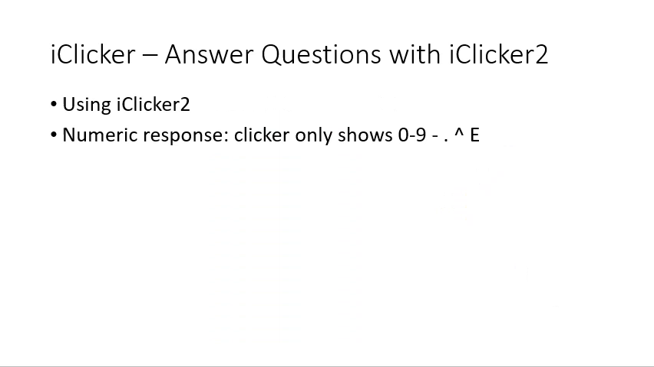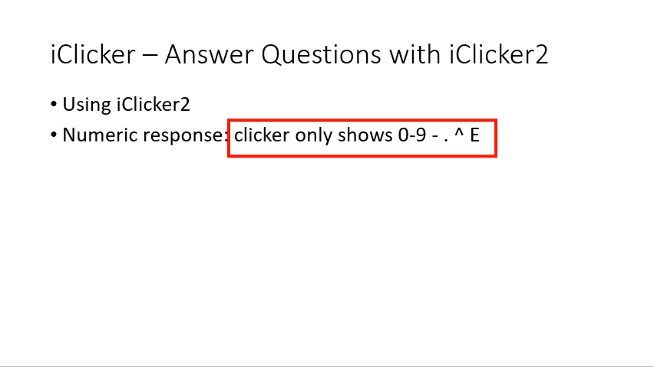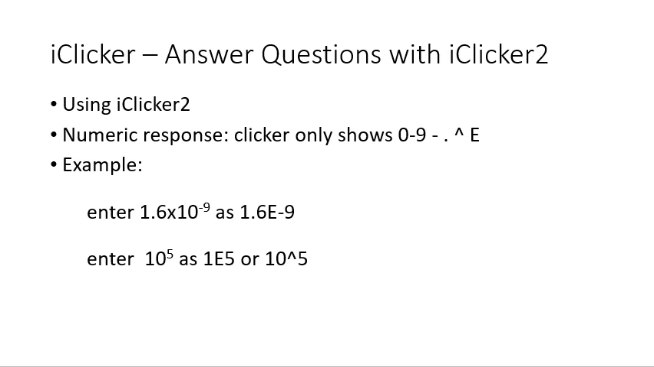When a numeric response is expected, pressing the up and down button on the iClicker2 will only show the numbers 0 through 9, the minus sign, a decimal point, a caret, and the letter E. Use the E notation if you want to enter a number in scientific notation. Use the caret to raise a number to a power. For example, 1.6 times 10 to the negative 9 should be entered as 1.6e minus 9. 10 to the 5th power should be entered as 1e5 or 10 caret 5.